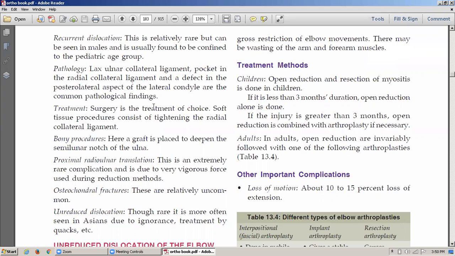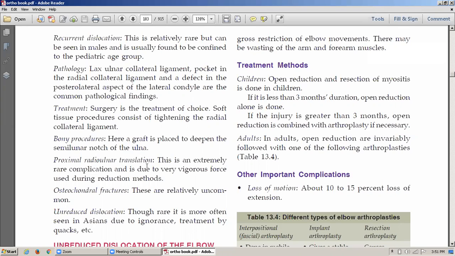Surgery is the treatment of choice. Soft tissue procedures consist of tightening of the radial collateral ligament, and in the bony procedure shown here, a graft is placed to deepen the semilunar notch of the ulna.